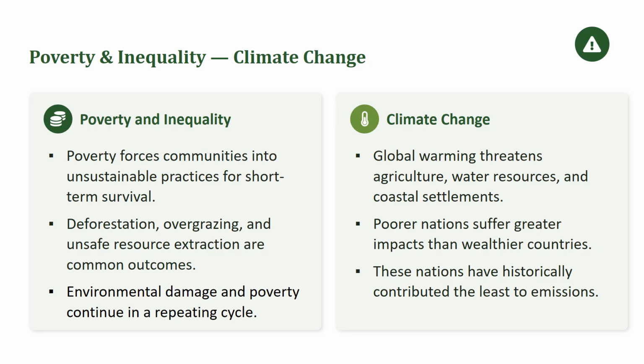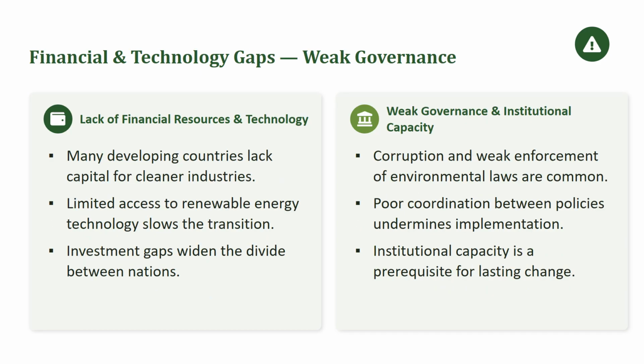And then comes climate change. Global warming threatens agriculture, water resources and coastal settlements. The poorer nations suffer greater impact than the wealthier countries due to climate change. These nations have historically contributed the least to the emissions, which is the carbon emission, which causes global warming. The next challenge is the financial and technology gaps and also weak governance.